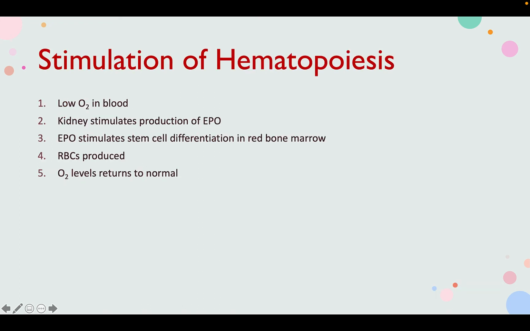So like I was saying, low oxygen in the blood is going to help stimulate hematopoiesis, and it does that by stimulating, or the kidneys have sensors on them for detecting low oxygen in the blood, and then that will stimulate the production of erythropoietin, which then goes on to stimulate stem cells to differentiate in the red bone marrow into red blood cells, and then those red blood cells are produced, and then they're put into the bloodstream so that oxygen levels return to normal.